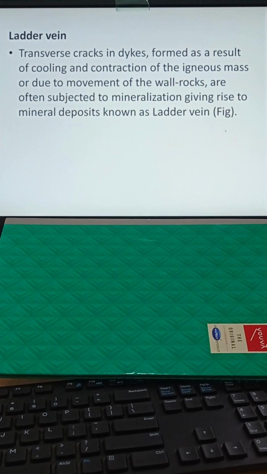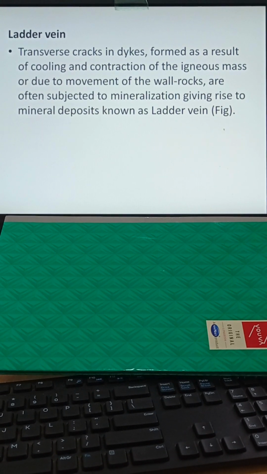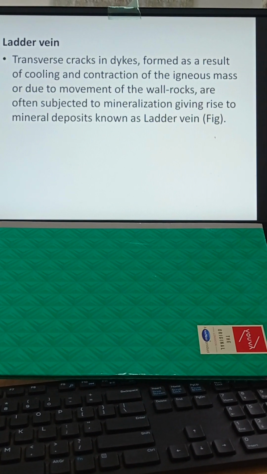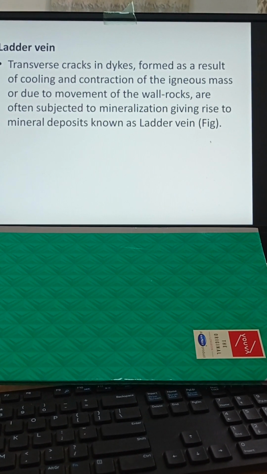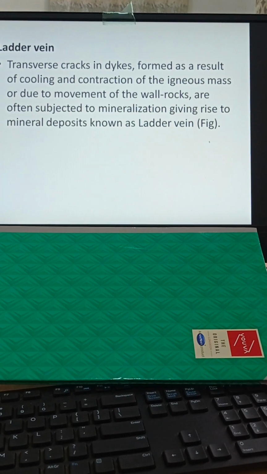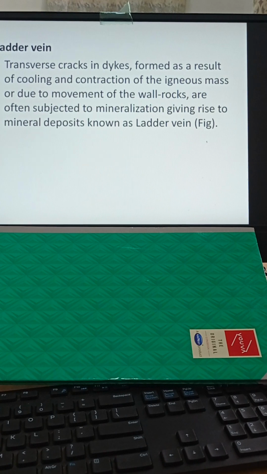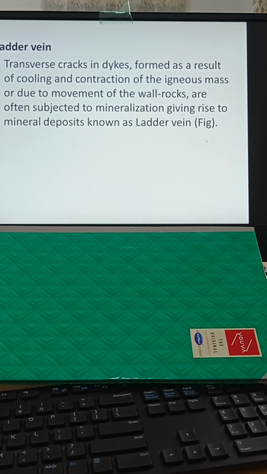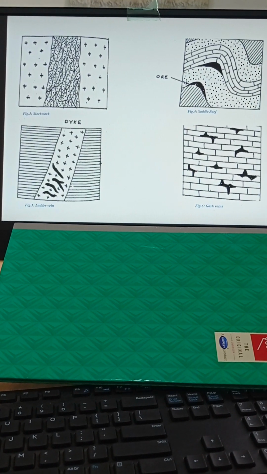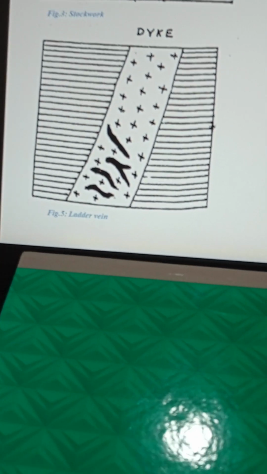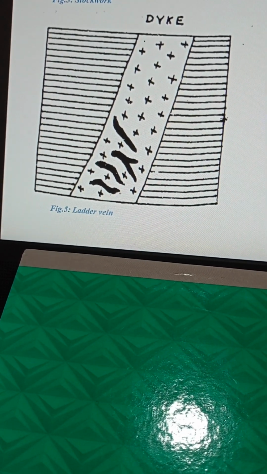Ladder veins. Transverse cracks in dikes, formed as a result of cooling and contraction of the igneous masses or due to movement of the wall rock, are often subject to mineralization, giving rise to mineral deposits known as ladder veins. This is the ladder vein in dikes. These are the transverse cracks formed in a dike.